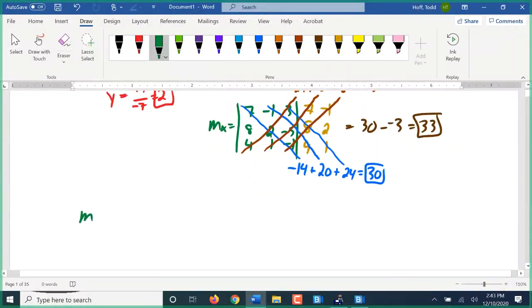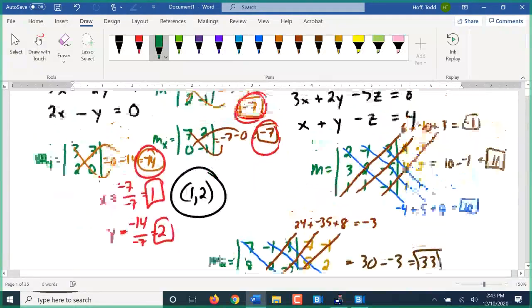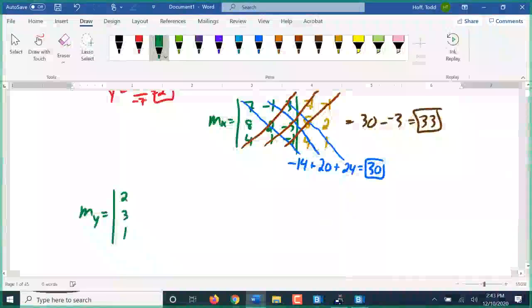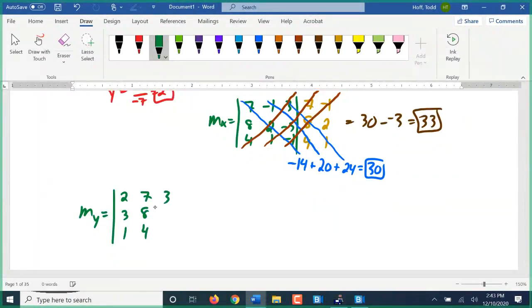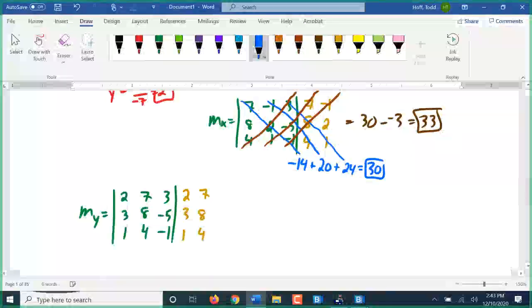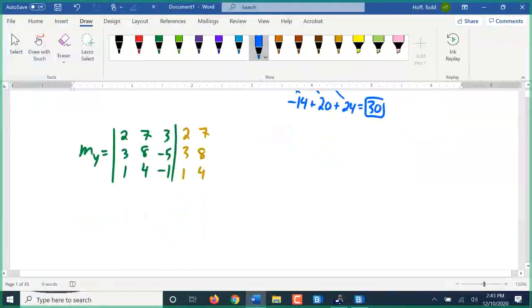For the Y matrix, we have the X values, which are 2, 3, 1. Constants of 7, 8, 4. And the Z's of 3, negative 5, negative 1. Rewrite the first 2 columns. And we'll do our diagonals.